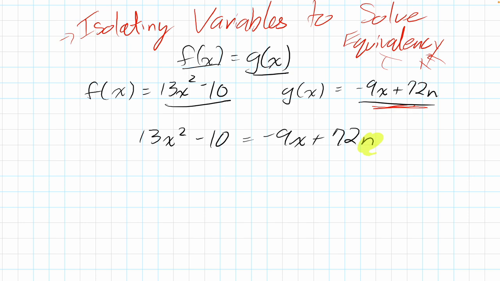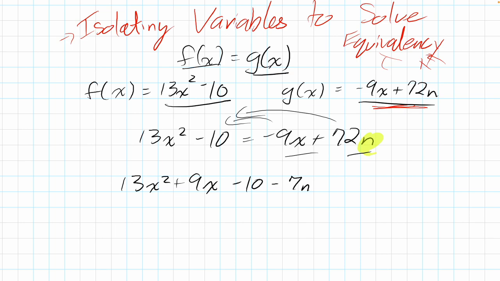Okay. In this case, what I'm going to do is move everything to one side. I don't have to deal with any squaring or anything, so let's just move everything over. We get 3x squared, I'll get positive 9x, and I'll get negative 10 minus 72n. And on my right side, I'm set to 0. This looks a little more familiar. It kind of looks like a quadratic.